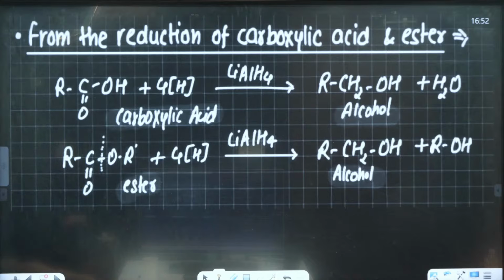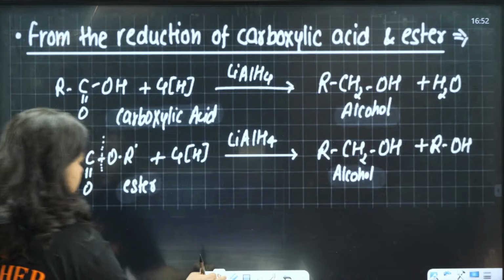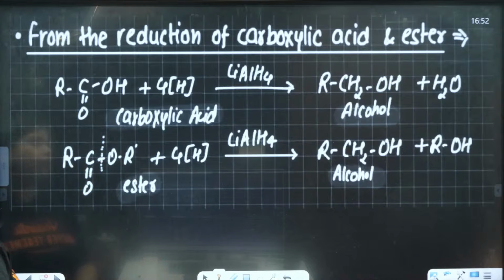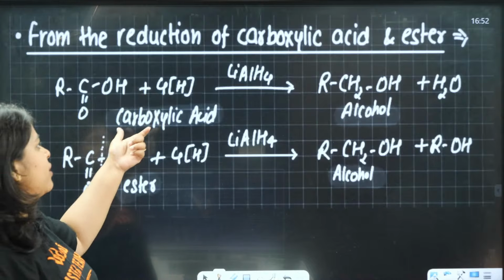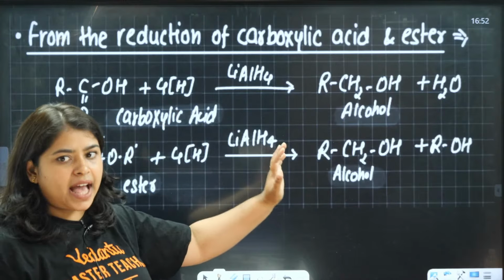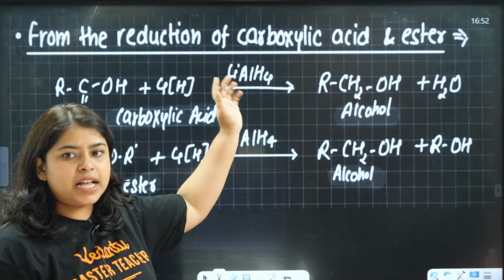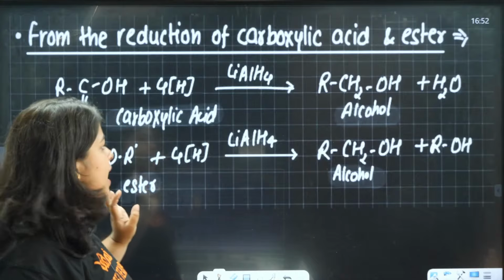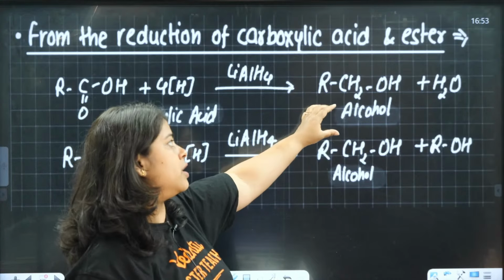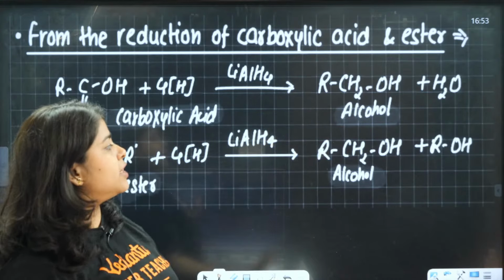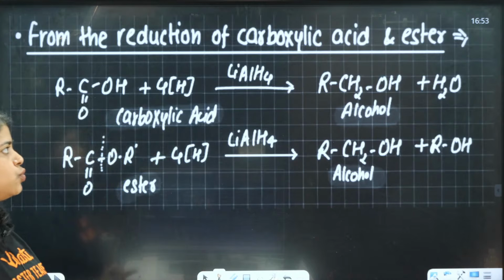From the reduction of a carboxylic acid and esters, how is it going to form? We have taken a carboxylic acid, that is RCOOH. In the presence of LiAlH4, alcohol is going to be formed, that is ROH, plus H2O has been formed.